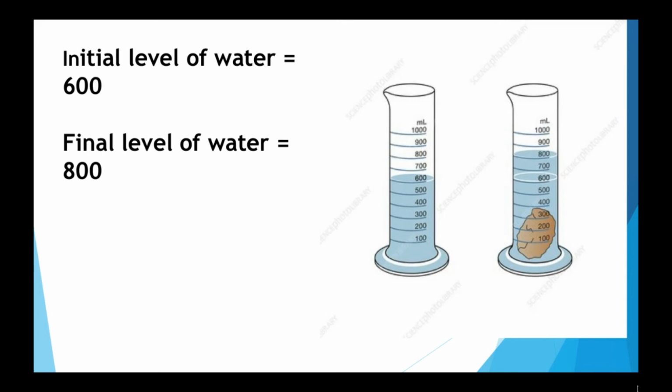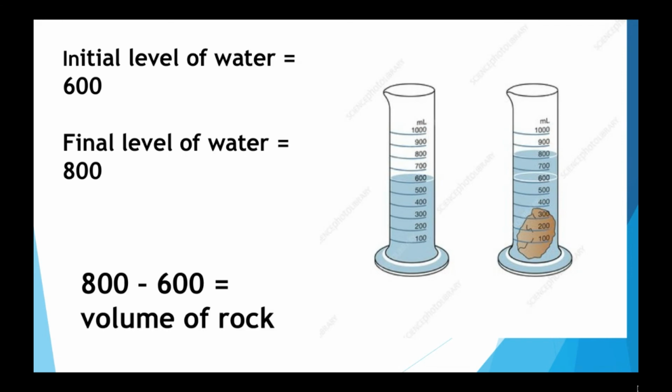How can we use this information to find the volume of the rock using what we just learned from our video? We can take our final level of water after we added the rock, which was 800, and subtract our starting or initial amount, which was 600. What will this give us? It will give us the volume of the rock. 800 minus 600 is equal to 200. So the volume of the rock is 200.